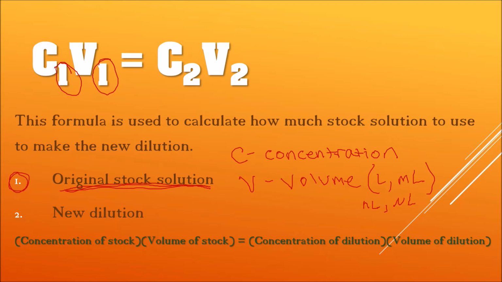And then the number 2 is what we use for the new dilution that we're going to make on the right hand side of the equal sign here. So the concentration of the new dilution that we want to make and the volume of the new dilution that we want to make. As you can see down here, I have it written out. The concentration of your stock solution, that would be C1, times the volume of your stock solution, that would be V1, equals the concentration of your dilution, that's C2, times the volume of the dilution, that's V2.